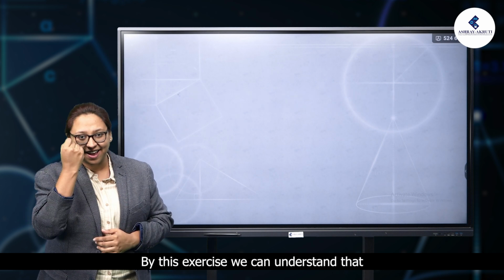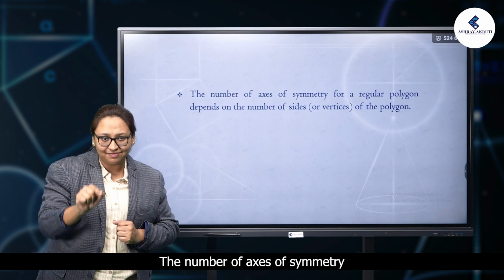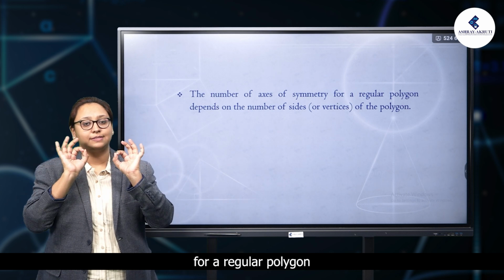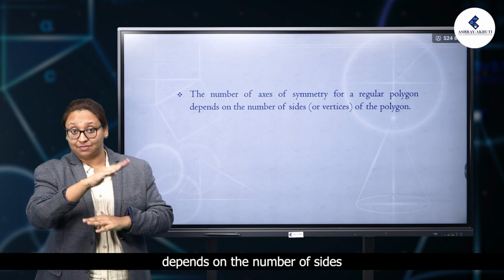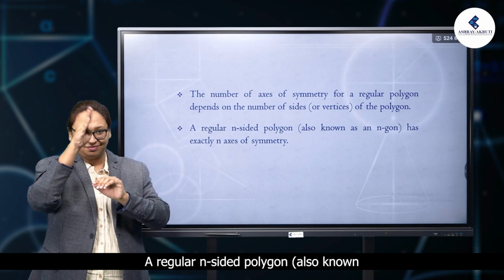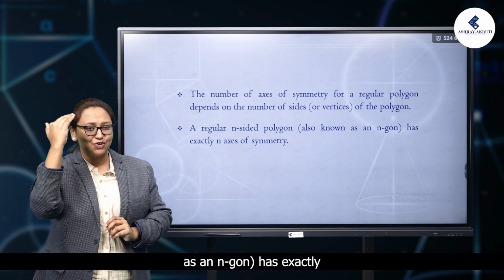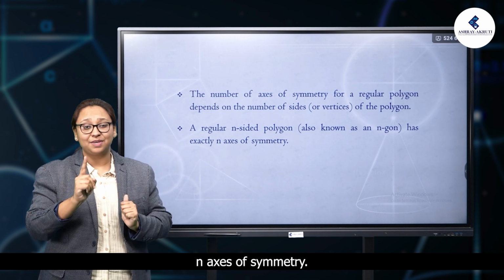By this exercise, we can understand that the number of axes of symmetry for a regular polygon depends on the number of sides or vertices of the polygon. A regular n-sided polygon, also known as n-gon, has exactly n axes of symmetry.